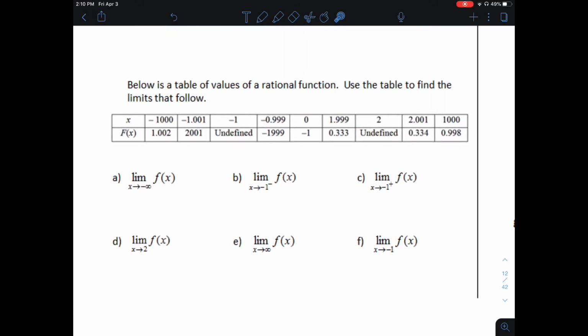Below is the table of values for a rational function. So a rational function could have holes in it, and it could have vertical asymptotes. Use the table to find the limits that follow.